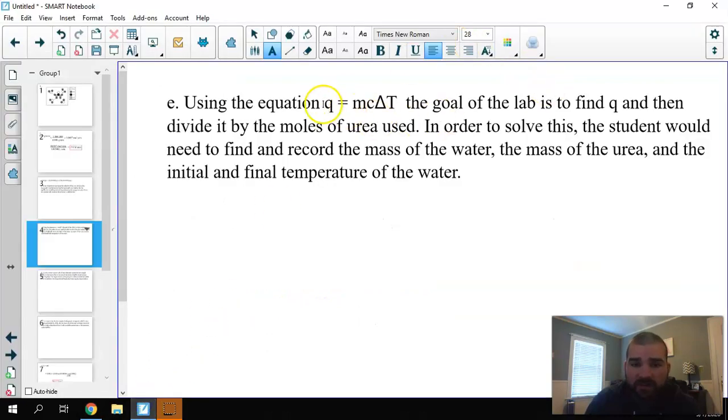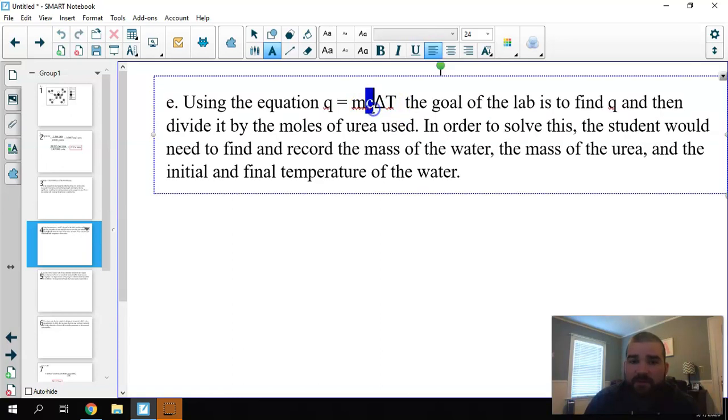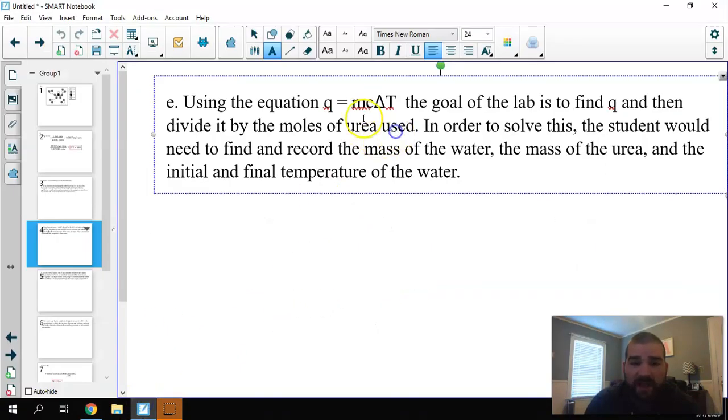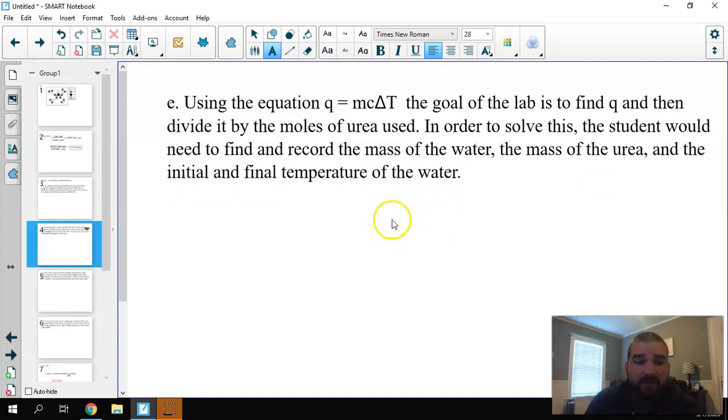So if we want to solve for Q, then we should be able to use or find all of the other pieces. The mass we need, so that's something we'd have to measure and record. The change in temperature is something we'd have to measure and record. The specific heat capacity they gave us, right there. So really, what we need is the mass of the water, the mass of the urea, and then the initial and final temperature of the process, right before and afterwards.